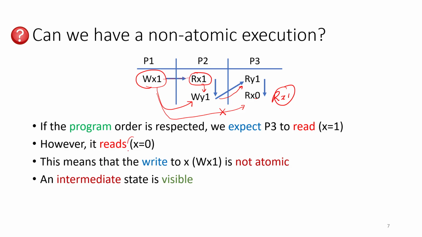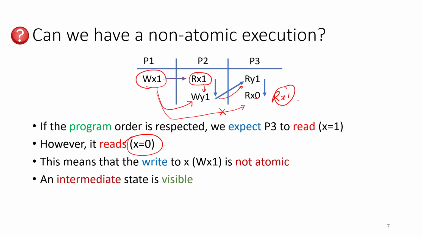It has read x equal to 0, which essentially means that the writes are not atomic, in the sense that the write Wx1 over here has not happened or has not appeared to happen at a single instant of time. Instead, it appears to be happening at different instants of time to different processes. So in the first case, it appears to have occurred before Rx1. In the second case, it appears to happen after Rx0, right?